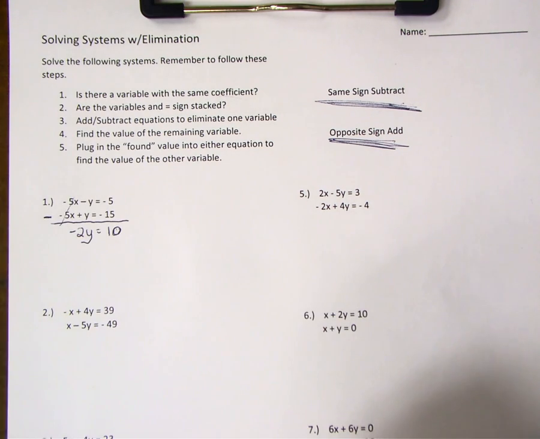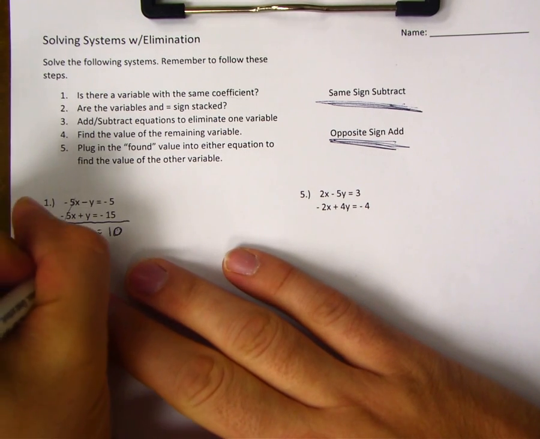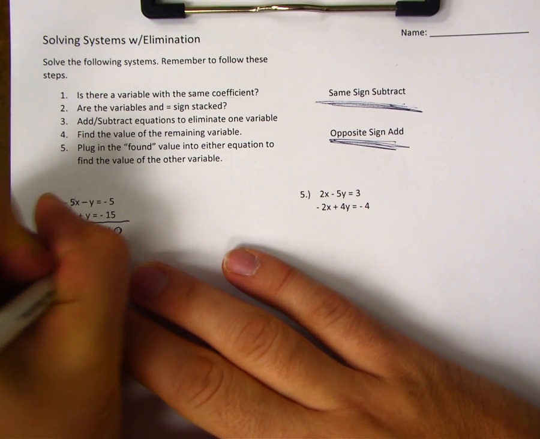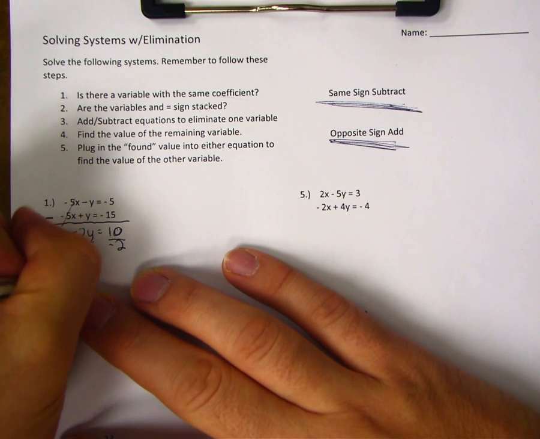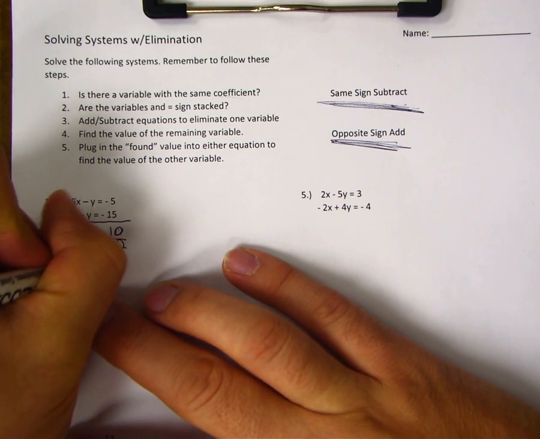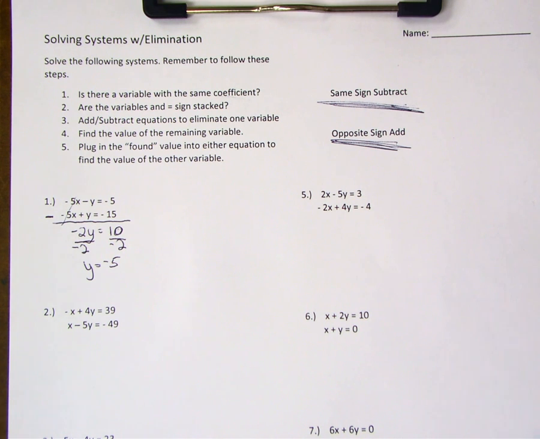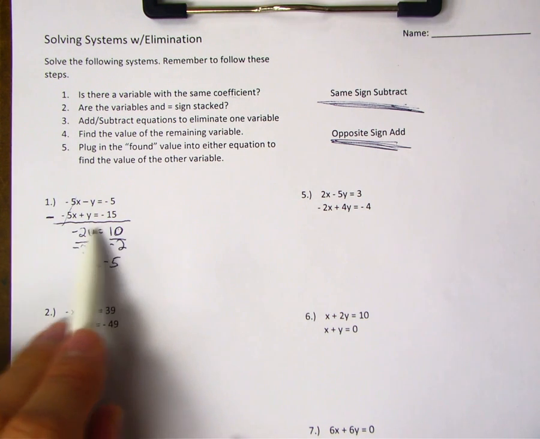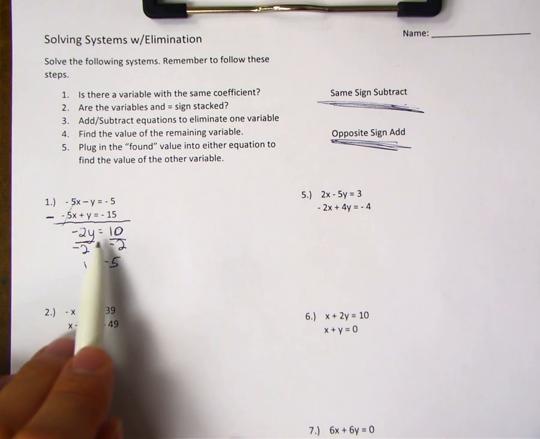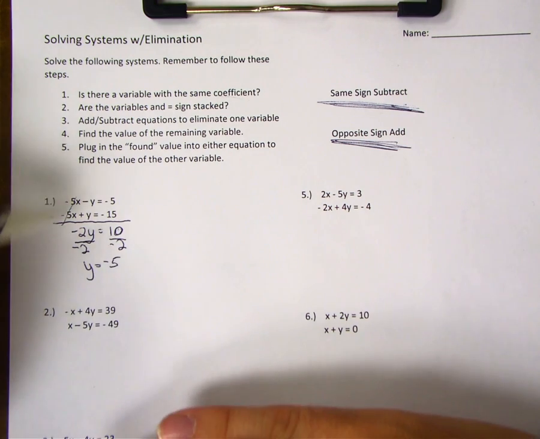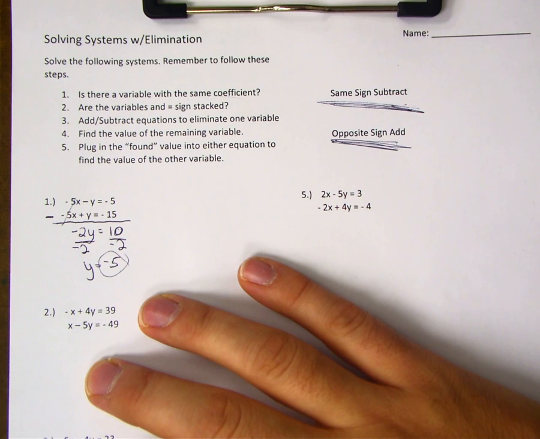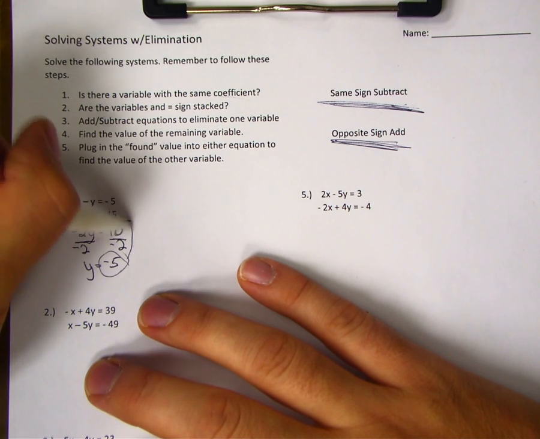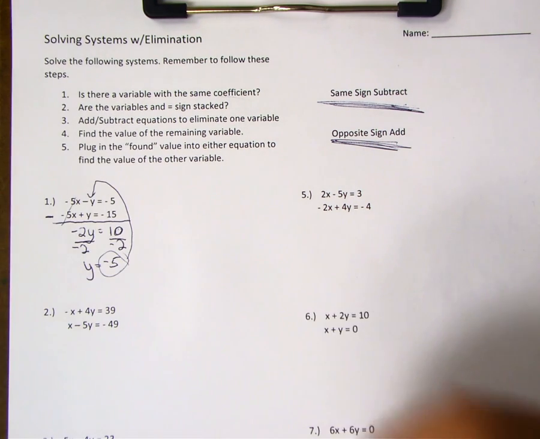Alright, now if you look at this, this is a really simple, basic one-step equation. We're going to divide both sides by negative 2, and we get y equals negative 5. Every single time when you go through this, you should get a nice, simple one-step equation that you get to solve after you add or subtract them. Okay. Now I'm going to take this negative 5 that I've got here, and I'm going to plug it into one of these up here for y.